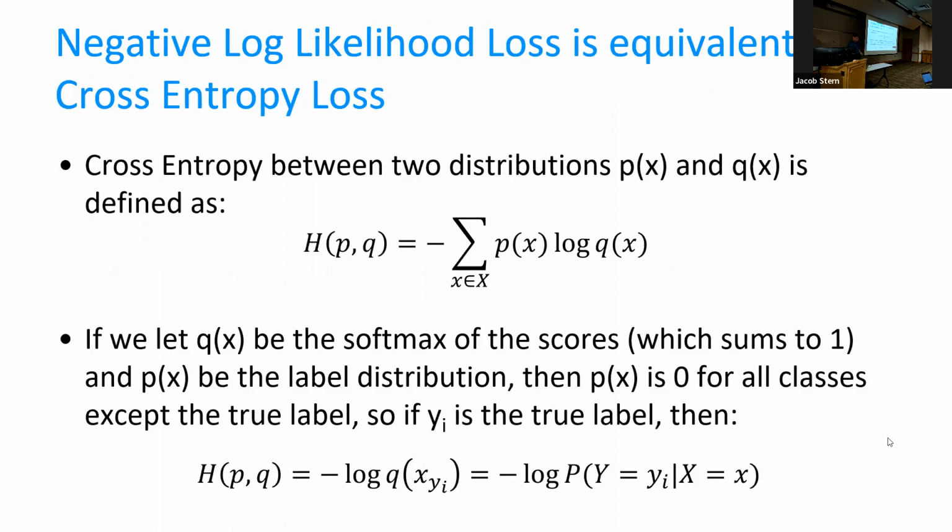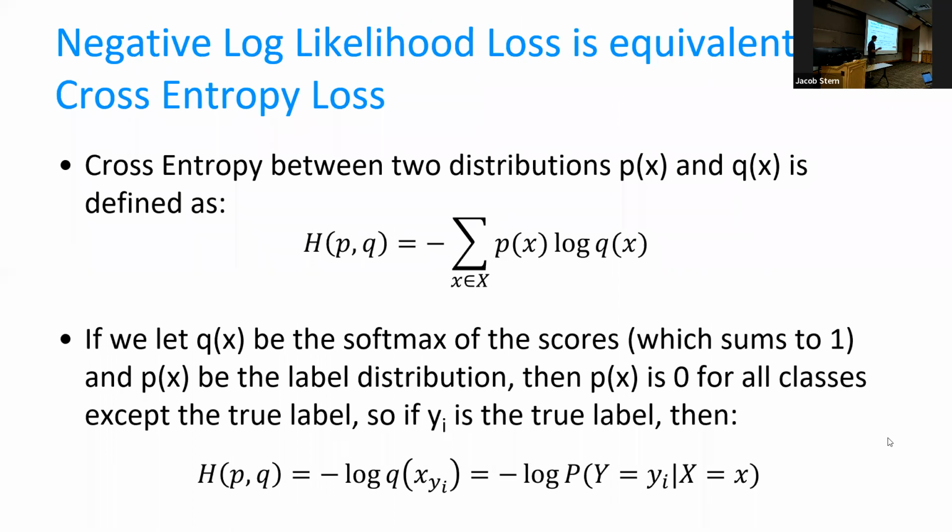And then this is kind of an interesting one. Negative log likelihood loss is equivalent to cross entropy loss. You don't have to understand this beyond knowing that when you hear those two things, they are equivalent. But if you're interested, we'll get into this, and it's a good chance to practice your math.